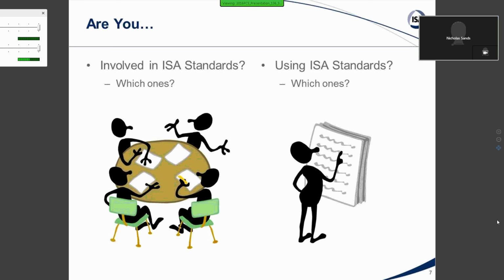All right. So let's change the question now. Who's using ISA standards, and if you are, which ones are you using? Anyone? Yeah, this is Bill Thomas. We've been looking at 18.2 here lately. That's a good one to look at. Anybody else using the ISA standard?